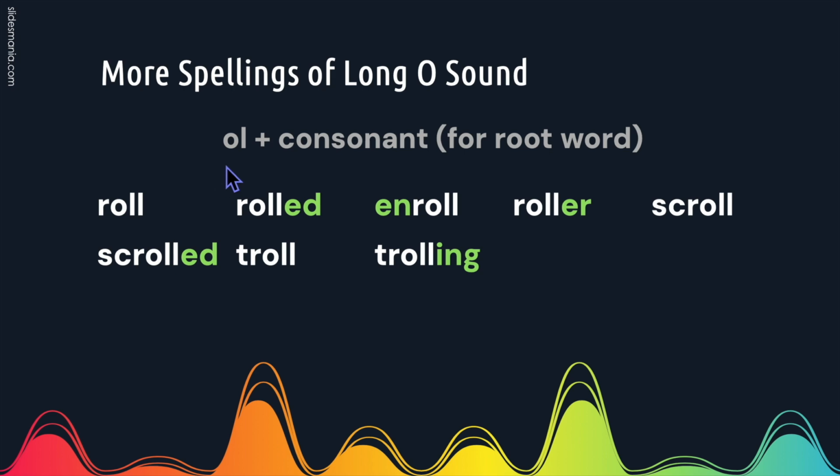Here are some more words that end with OL plus a consonant. Again, this is just for the root word before any suffixes. Roll. Here we've added the suffix ED to make it past tense. Rolled. Here we've added the prefix en, enroll. The suffix er, roller, scroll, scrolled, troll. Here we're adding ing, trolling.